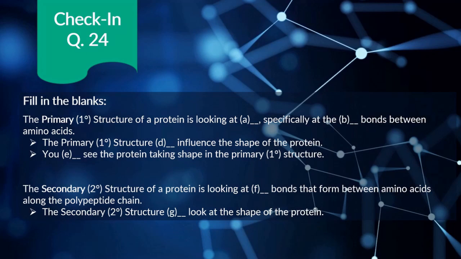Fill in the blanks. The primary structure of a protein is looking specifically at the bonds between amino acids. The primary structure does or does not influence the shape of proteins. You can or cannot see the protein taking shape in the primary structure. The secondary structure of a protein is looking at bonds that form between amino acids along the polypeptide chain. The secondary structure does or does not look at the shape of the protein.